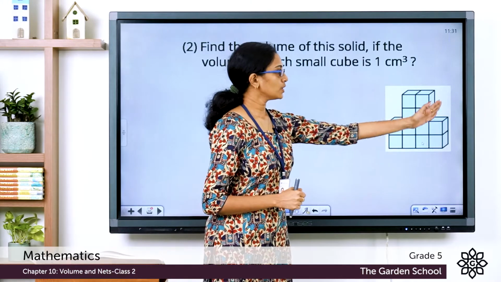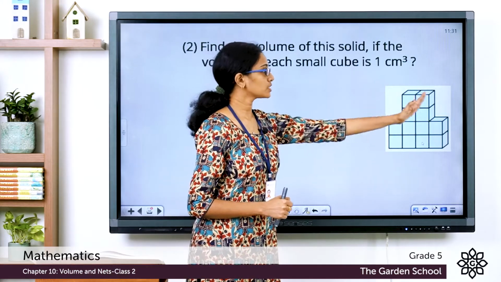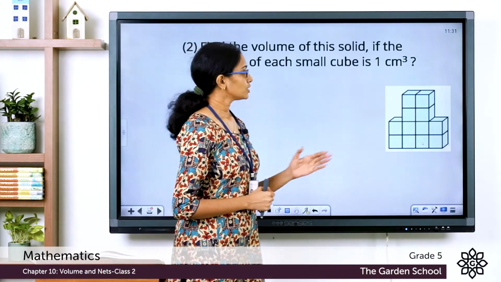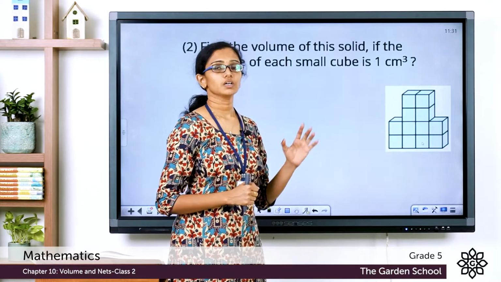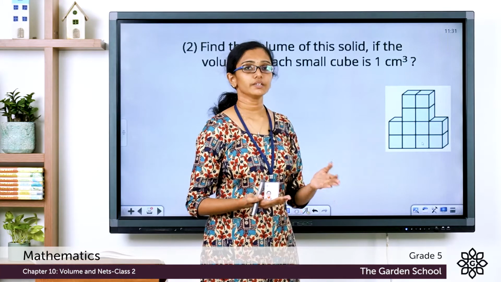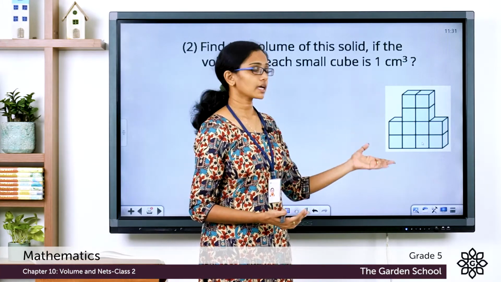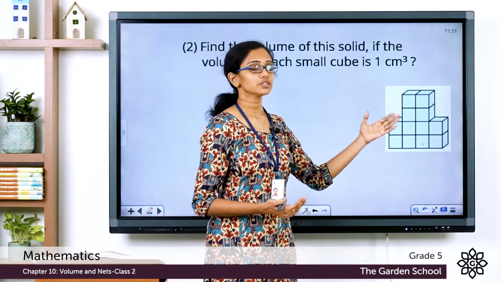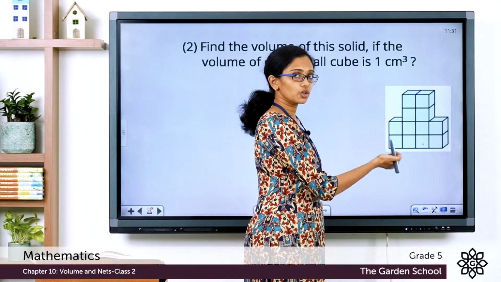We can see unit cubes are being arranged here to form this solid figure. And you have to find out the volume of this solid figure as a whole. So how can you find out the volume? Just count the number of unit cubes here and you'll get the volume of the total solid object. So let's count the cubes here.